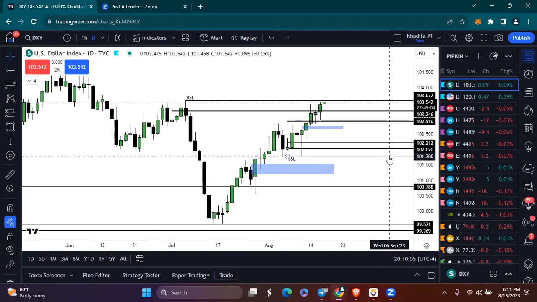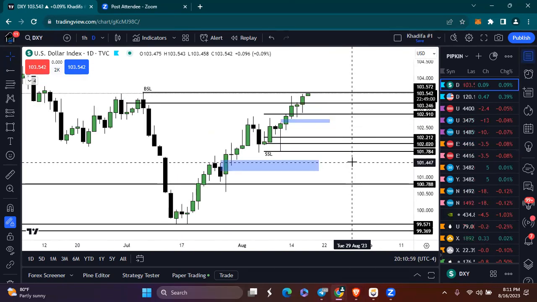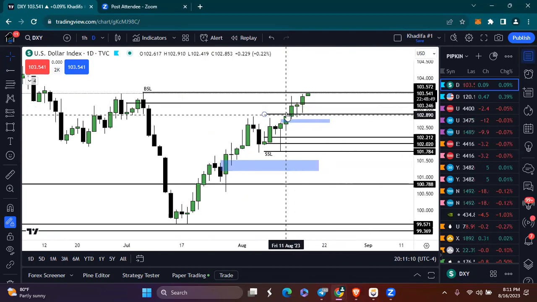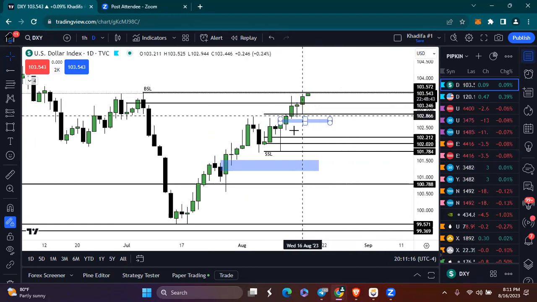Looking back at Monday night, in the beginning of the week, I sent out the pre-week analysis and I told you guys I wanted to see the dollar reach for 103.542. And if we broke above it and closed above it, then I wanted to see us run up into 103.572. We just broke above it and closed above it today, right?